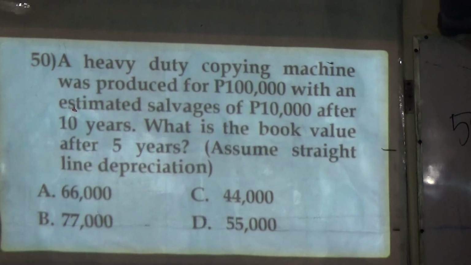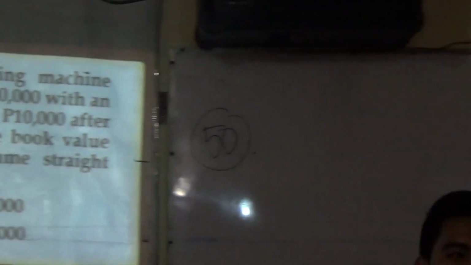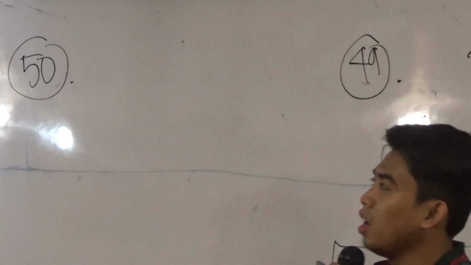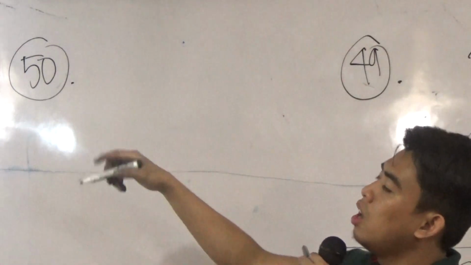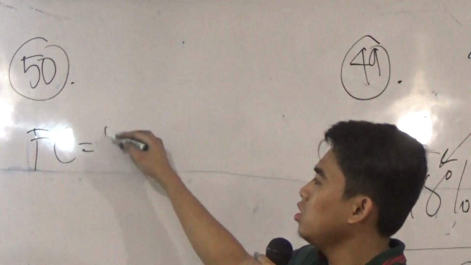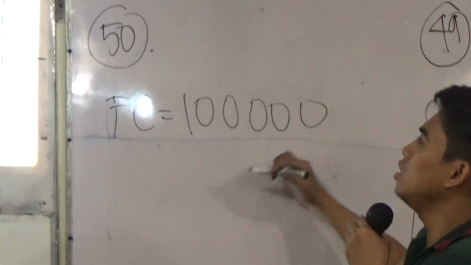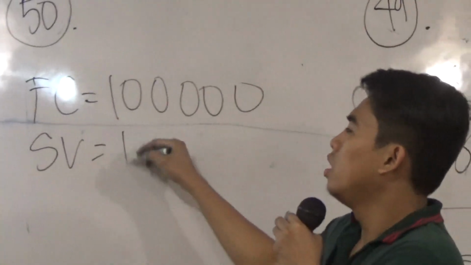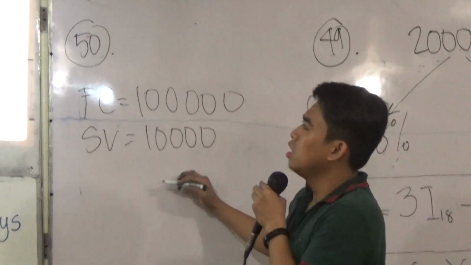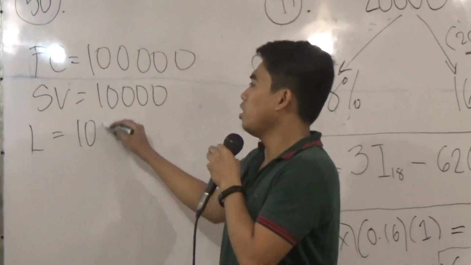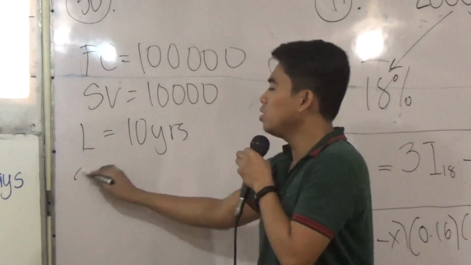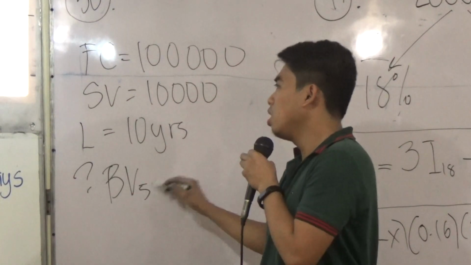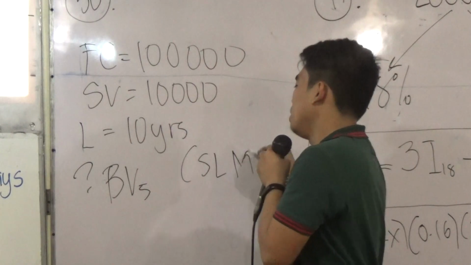Last item, number 50. Okay, madali pa yung 50. So, kung nasubukan nyo to, I'm sure nakuha nyo ng tama. Okay? The heavy-duty copying machine was produced for 100,000. So, that's the first cost. 100,000. Salvage value, 10,000. Okay? After useful life, 10 years. Okay? Determine the book value after 5 years. So, tinatanong is BV5. Considering straight line method.